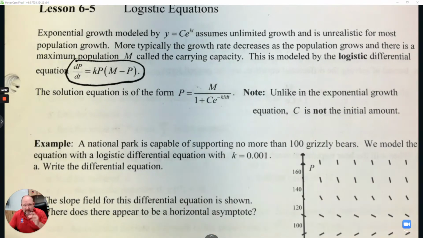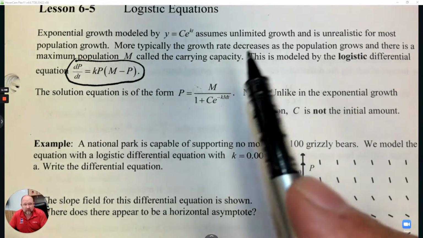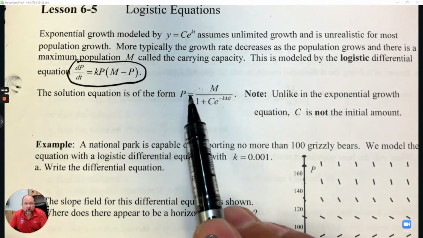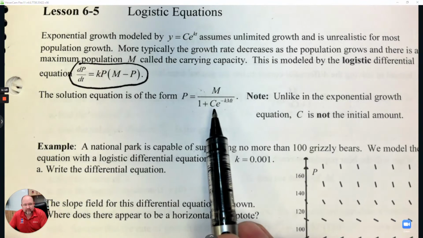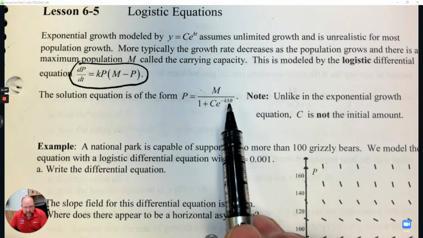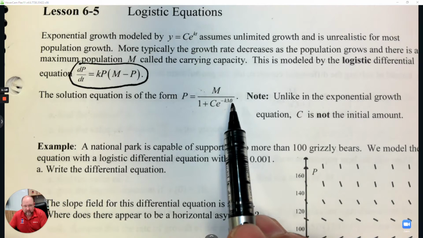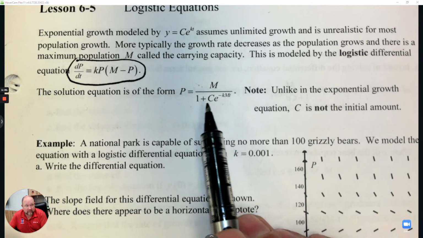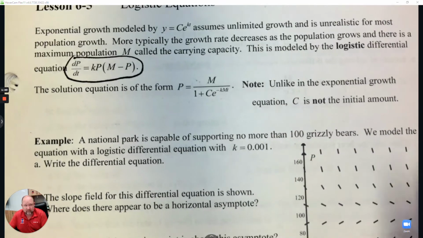It also gives you a horizontal asymptote at that number, where it's going to go up to that and then that's it. And then you can see the denominator and the rate and the maximum capacity, and t is a variable, c is a constant, and so on. C is not the initial amount to begin with.